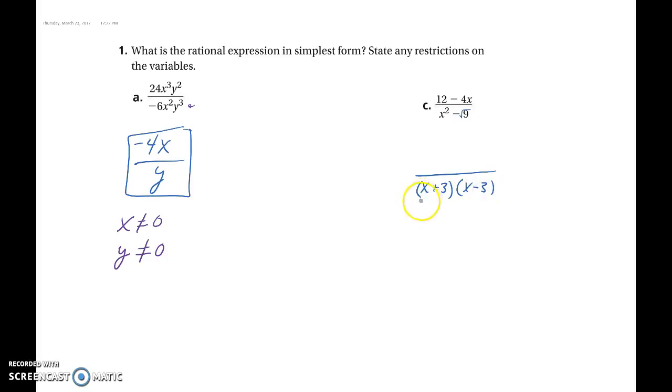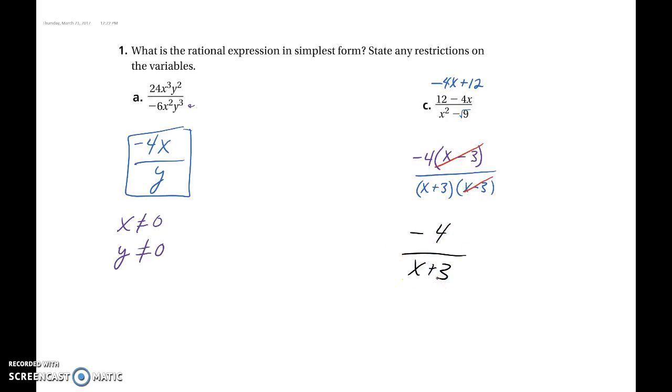Now, if you notice, in both of these, our x is positive. So I'm going to rewrite my numerator as negative 4x plus 12, and I'm going to factor it out so that it is going to be a positive x. So that means I need to factor out a negative 4. And if I factor out a negative 4, I'm left with x minus 3. Minus 3 will cancel out with minus 3, so now I'm just left with negative 4 over x plus 3.